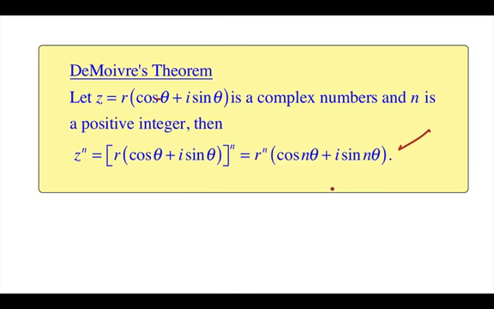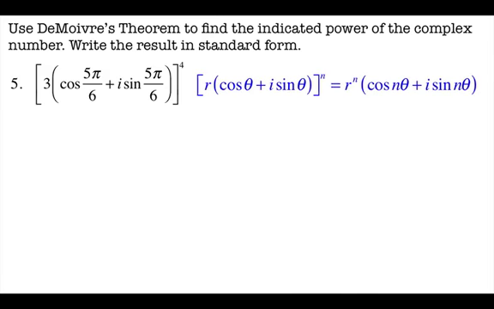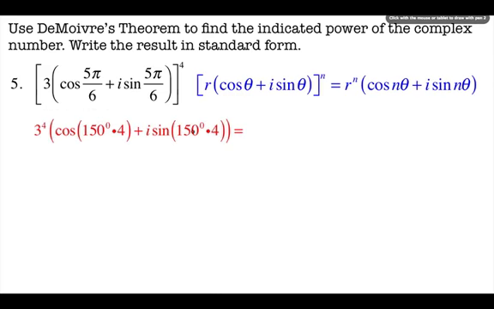So let's apply this. It says use De Moivre's theorem to find the indicated power of the complex number. Write the result in standard form. So if I apply the formula you saw on the previous slide, all I need to do is the following. You give this exponent to this base, and you have 3 to the 4th. I rewrote this in degrees. You don't have to. You can work with radians. And then I multiply 4 times the angle, 4 times the angle, cosine, I sine. Once I simplify that, I get 81 cosine 600 I sine 600.